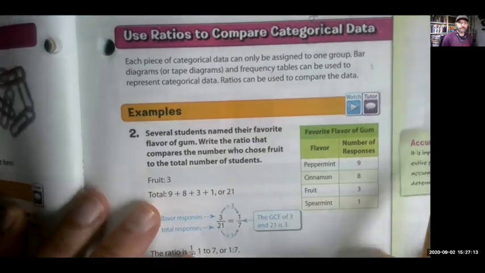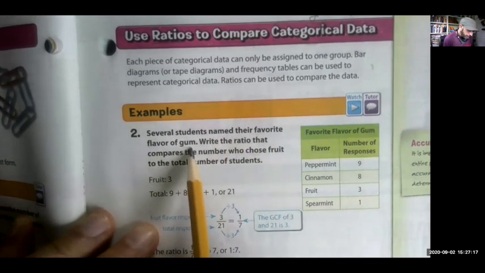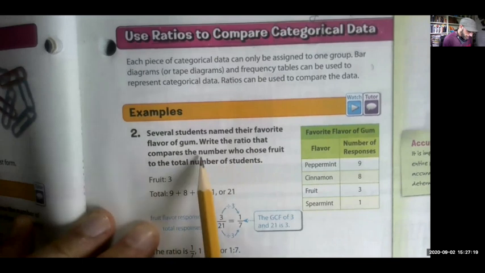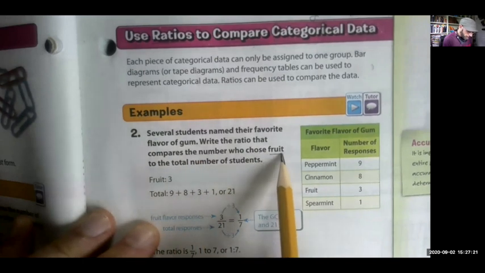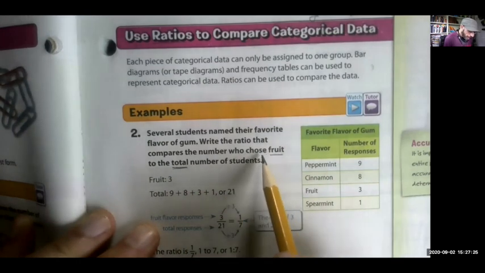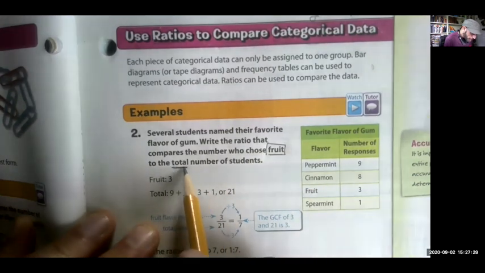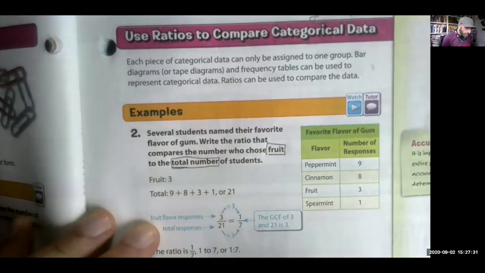So let's look at some examples. Several students named their favorite flavor of gum. Write the ratio that compares the number who chose fruit to the total number of students. So here are the things we are comparing, right? Fruit and the total number of students. Those are the 2 things we're comparing.